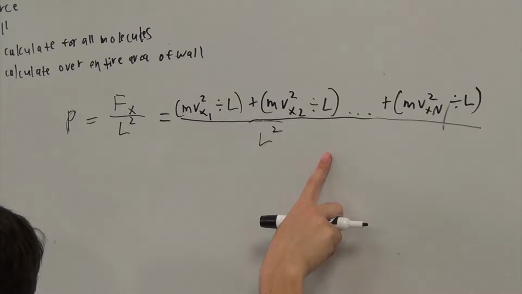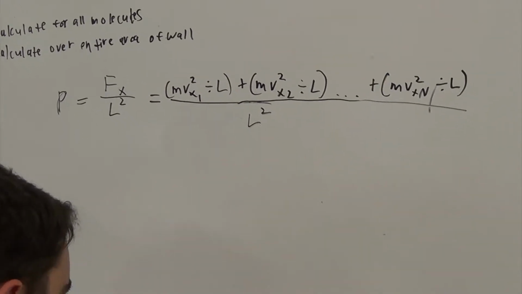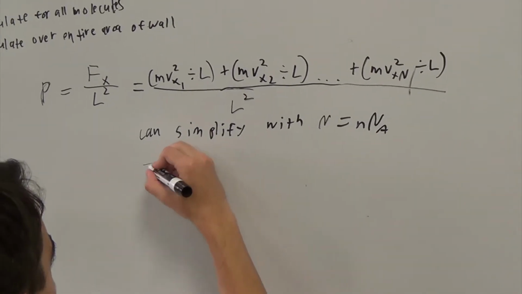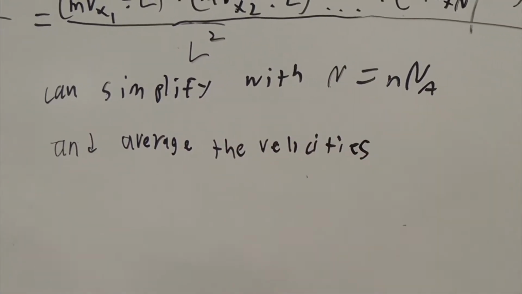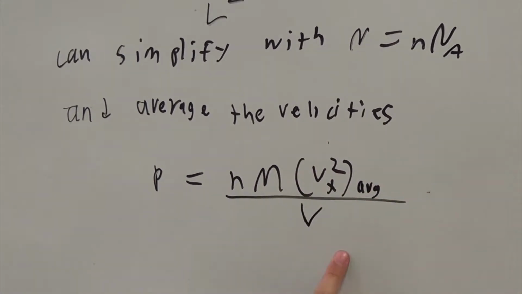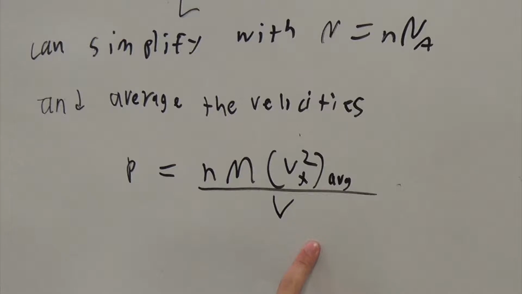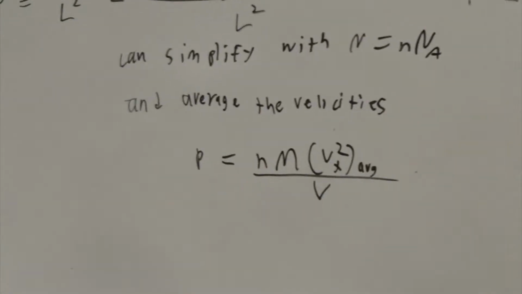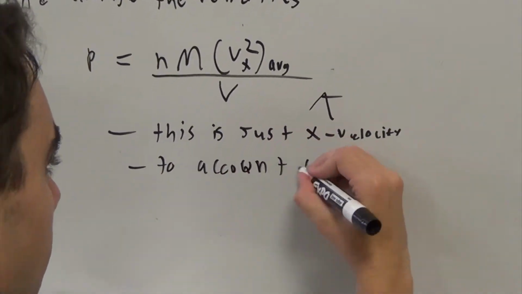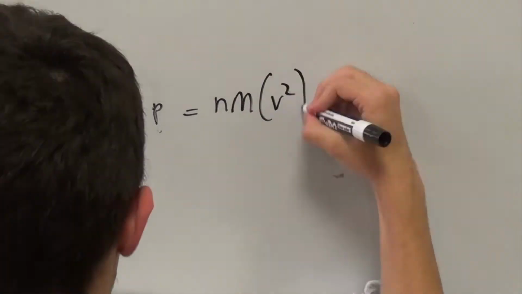This equation accounts for the entire area of the wall and each individual molecule, but we can make it simpler. With the help of the equations capital N equals lowercase n capital NA and capital M equals lowercase m capital NA, and by averaging all of the molecular speeds in the x direction, we get this equation for total momentum delivered to the wall on the x-axis. To account for all directions of motion, we modify the equation by substituting Vx squared for 1/3 V squared, since they are equivalents.